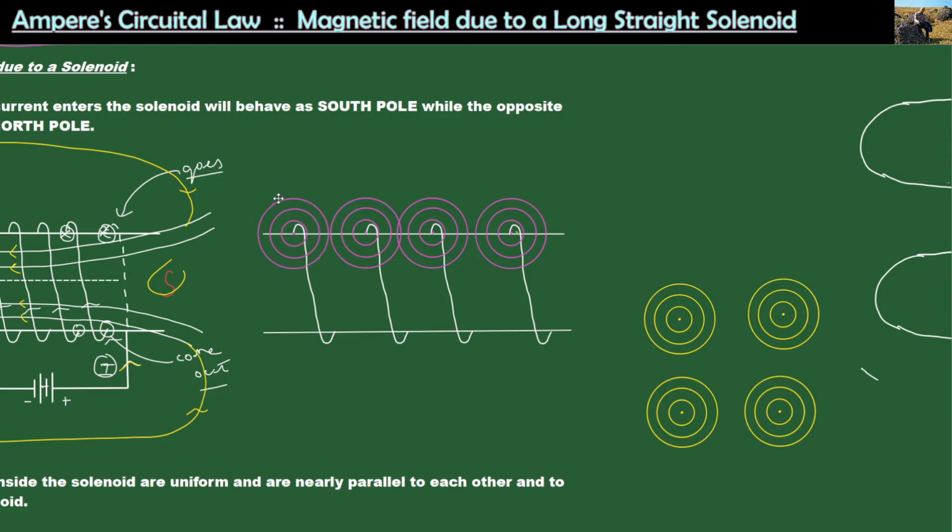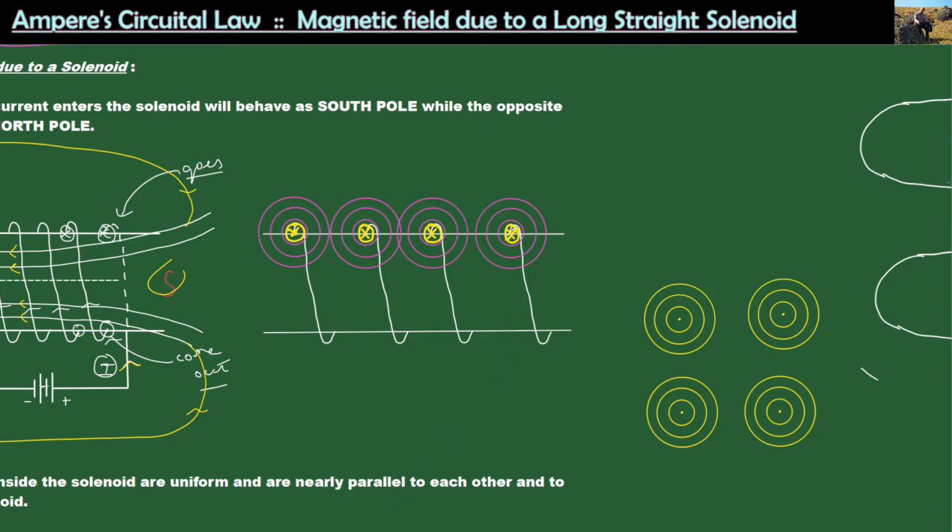So this will be the point where the current goes inside. That is why I will represent it by a cross mark. I will represent this by a cross mark, and this by a cross mark. So these are regions where the current goes inside the solenoid, represented by a cross mark.